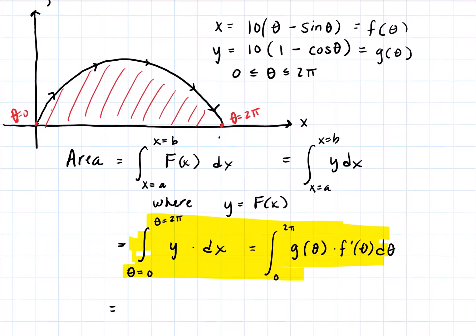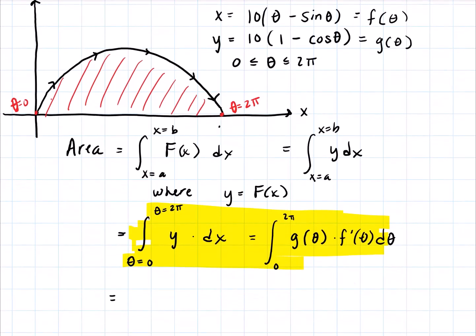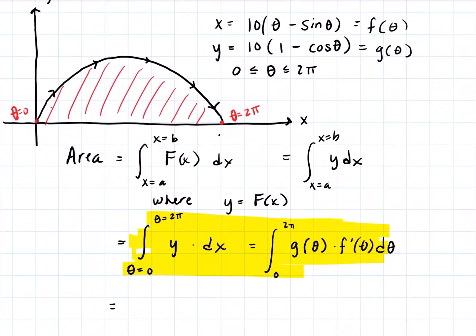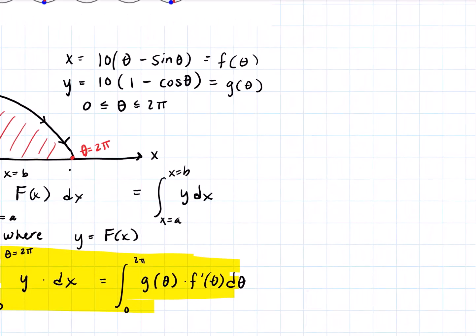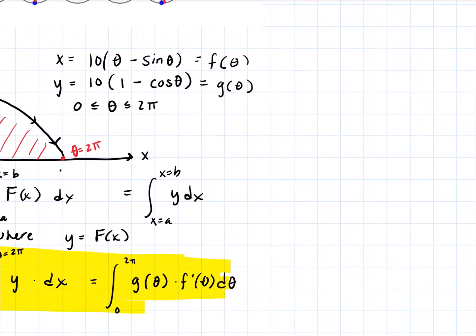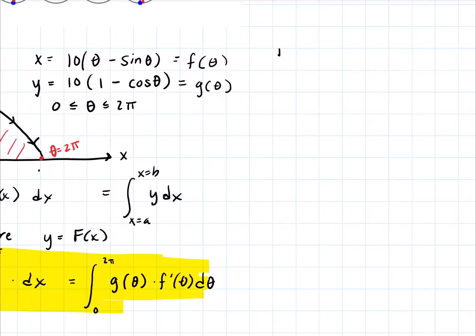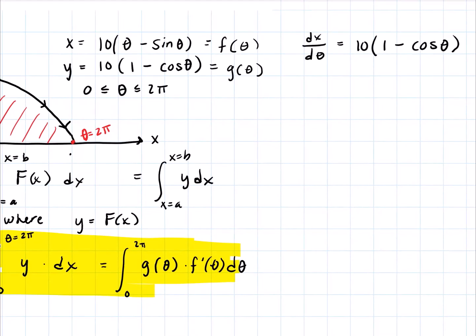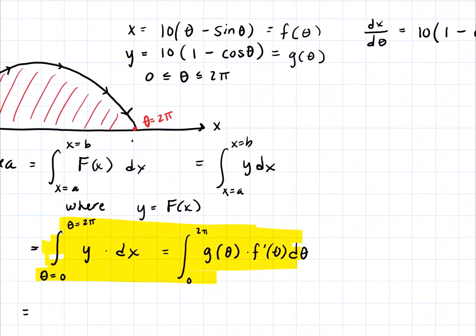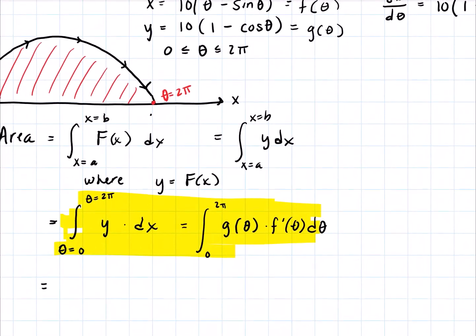Now we just need to figure it out. So we're taking y dx, so we're taking the derivative of x. We're going to have y times the derivative of x. So let's do that up here before we do the substitution. So our dx d theta here is actually going to be 10 times 1 minus cosine of theta. And so we can plug that in for f prime of theta.